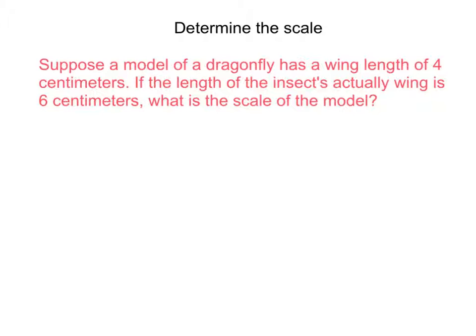This says, suppose a model of a dragonfly has a wing length of 4 centimeters. If the length of the insect's actual wing is 6 centimeters, what is the scale of the model? So we're going to let x represent the actual length. So x equals the actual length. And now you're going to write and solve a proportion.